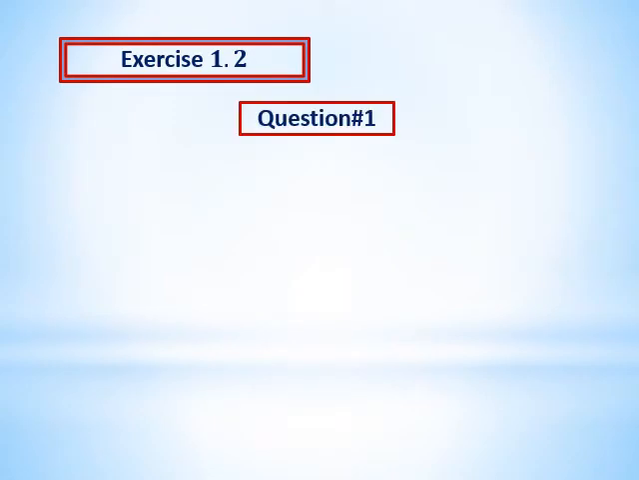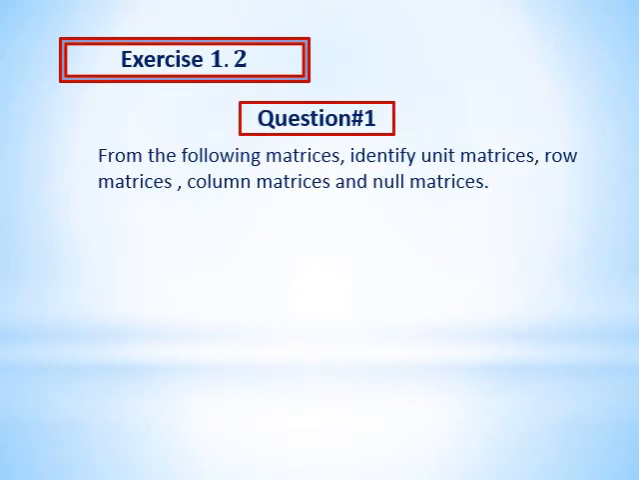Exercise 1.2, question number 1. The following matrices are given, and you are going to identify which of them are unit matrices, row matrices, column matrices, and null matrices.